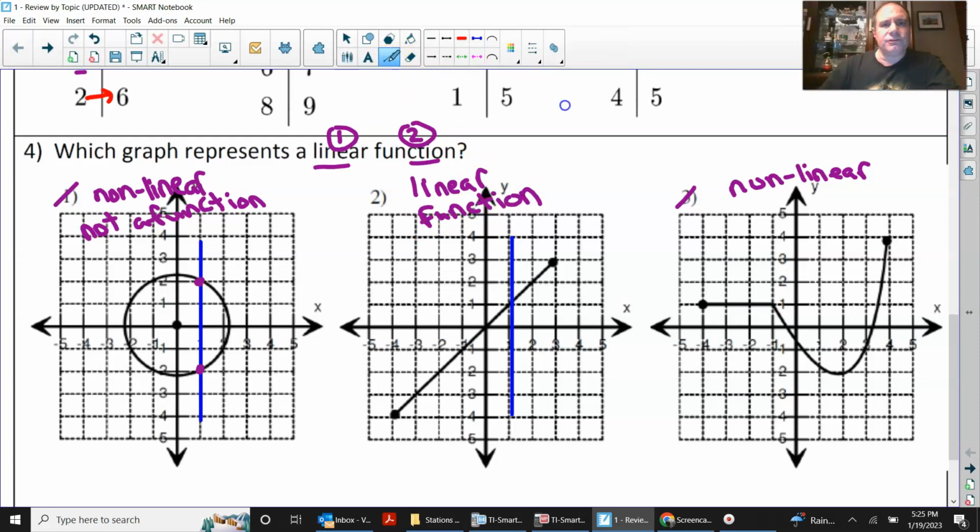And I am going to do the vertical line test right about here. And I'm going to do another vertical line test right about there. It only goes through once. Let me just straighten that out. And that means it's a function. But this one, number three, is a nonlinear function. They're looking for a linear function. So number two is your answer, so you could circle that.